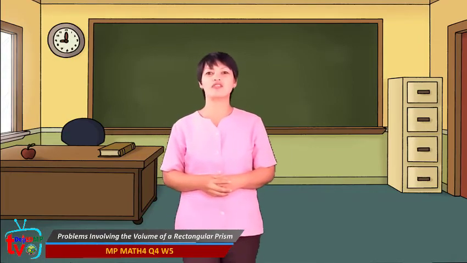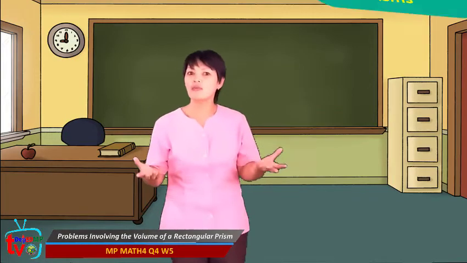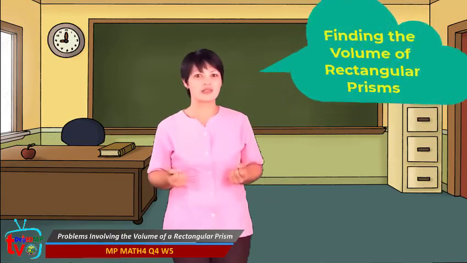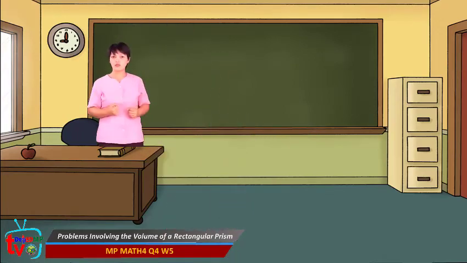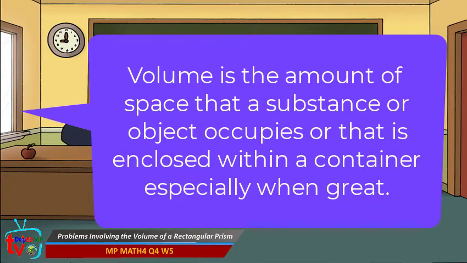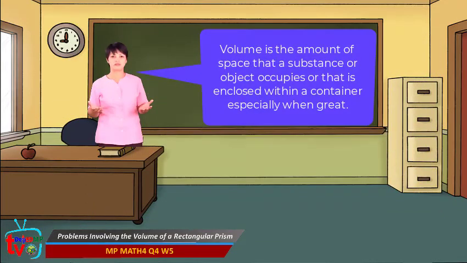Ta-da! Before we continue further, let's review what was discussed in the previous lesson. It was all about finding the volume of rectangular prisms. What's volume, by the way? Volume is the amount of space that a substance or object occupies, or that is enclosed within a container.